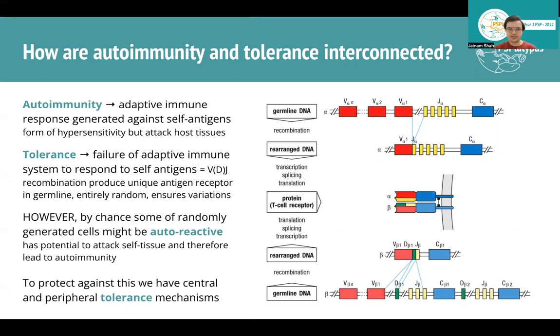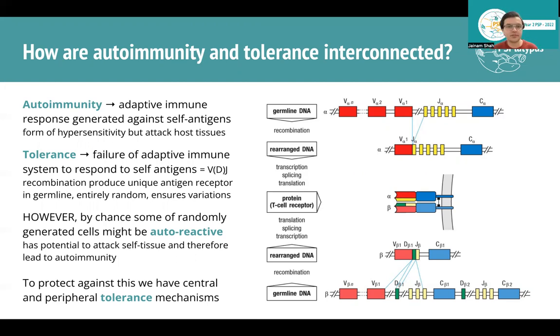Tolerance is kind of the opposite side of the coin. So tolerance is when your body makes sure that it's not attacking itself. So it's protective mechanisms to avoid autoimmunity. So in other words, it's failure of adaptive immune system to respond to self-antigens, so making sure it doesn't attack itself.